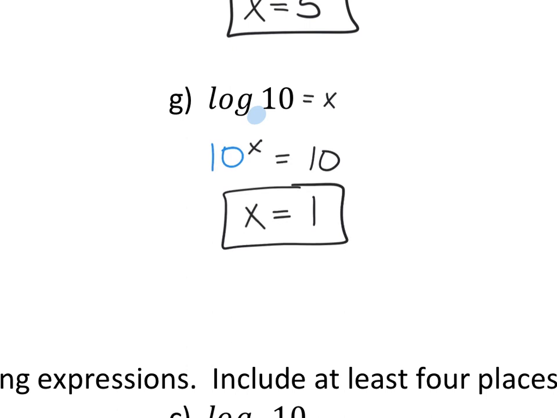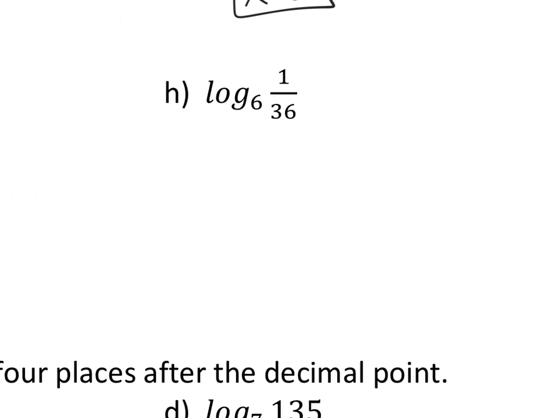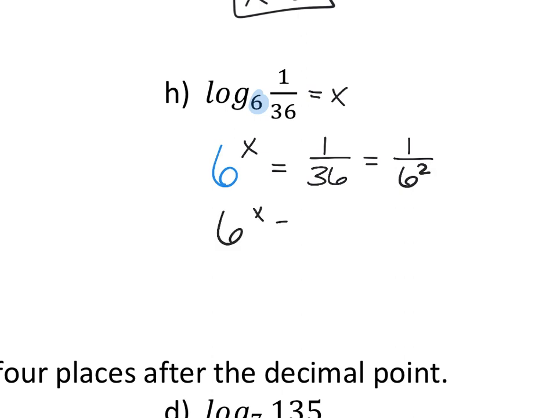And last but not least, we have H. What's the base of H? 6. We're going to have 6 raised to some power, because that's what the logarithm is equal to, 1 over 36. Now, if you didn't see this, I recognize 36 as part of the 6 power family. The problem is, if I put that down, it's still in the denominator. How do I get that out of the denominator? I heard it. Make it negative. So what is x equal to? -2.